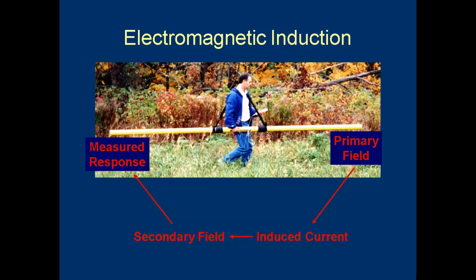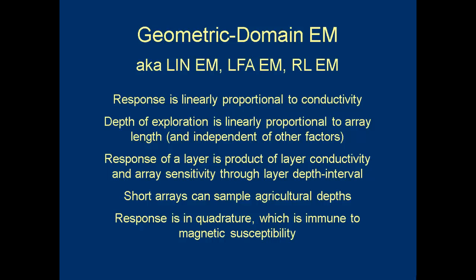The phase of the secondary field is essentially shifted by 90 degrees, that is, in quadrature, relative to the primary field. Typically with geometric electromagnetic induction, the amplitude of quadrature response is scaled linearly to apparent electrical conductivity in units of millisiemens per meter. Synonyms for geometric domain in geophysical literature are low induction number, low frequency approximation, and resistive limit.